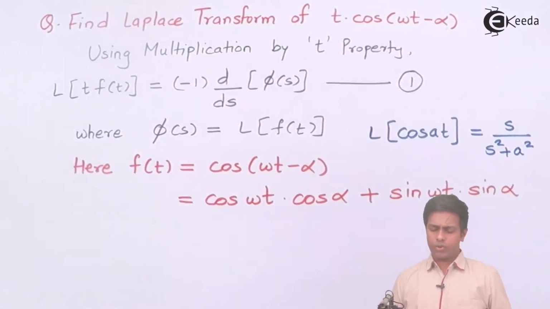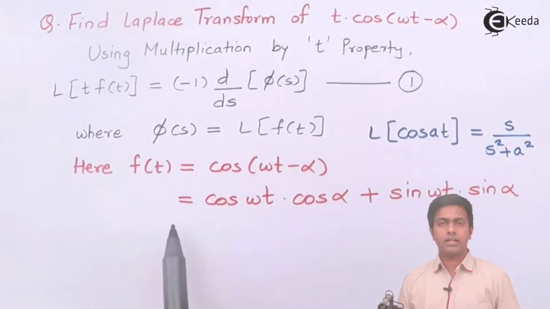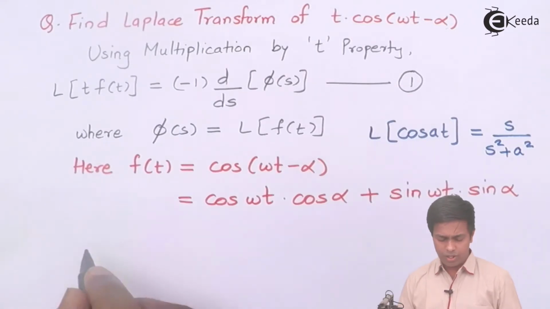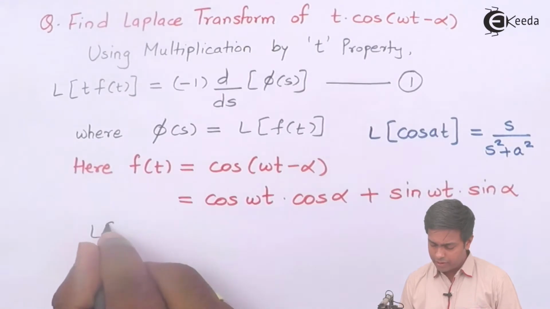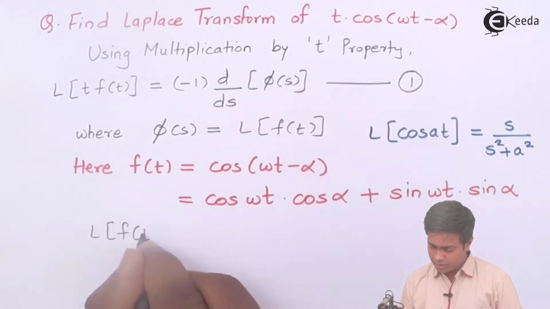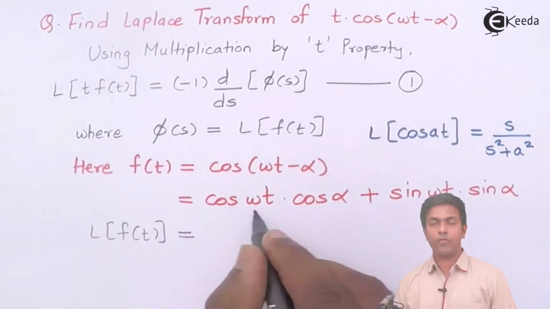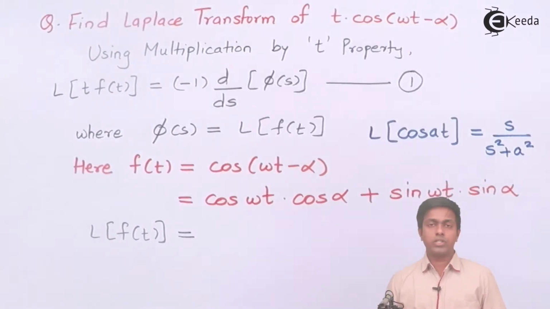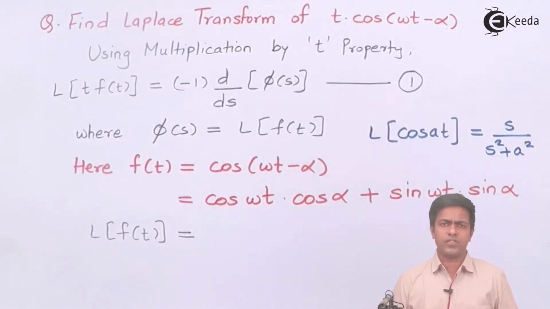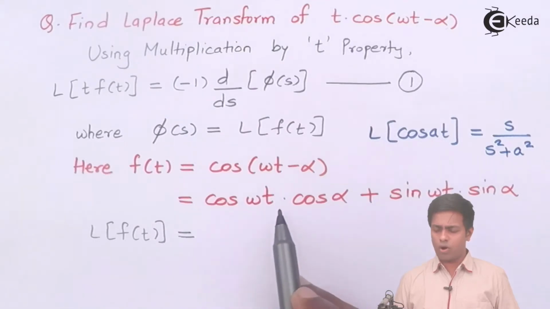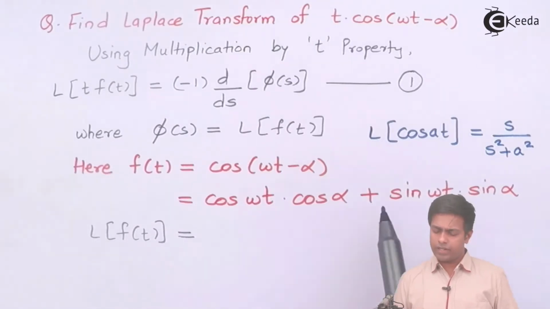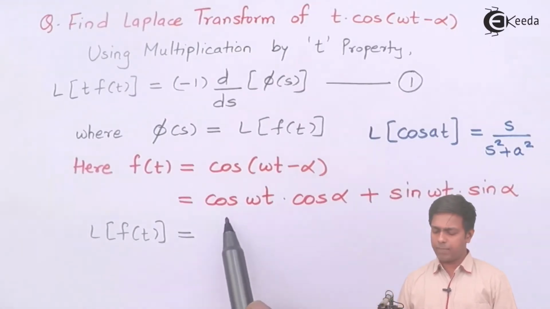Now guys, to get the Laplace of this, I'll take Laplace on both sides. So here we will get Laplace transform of f of t is equal to Laplace transform of this whole function. Now guys, using the linearity property of Laplace transform, I can take Laplace of two terms separately if they have a plus or minus sign in between. So I'll take Laplace of this plus Laplace of this.